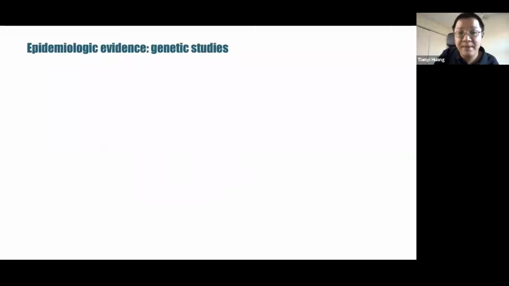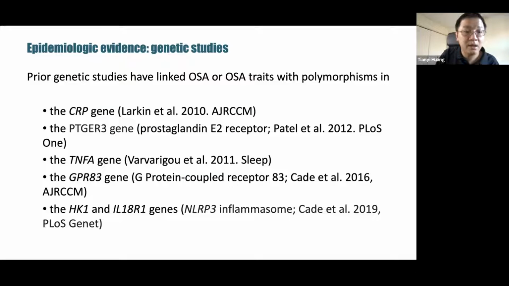So then regarding the epidemiologic evidence, I think most existing evidence comes from genetic studies. There are prior genetic studies linking sleep apnea or sleep apnea related traits to genetic polymorphisms. In some earlier studies, which were mostly candidate gene studies, they found that polymorphisms in the CRP gene, in the prostaglandin receptor gene, and also in the TNF-alpha gene are associated with sleep apnea or sleep apnea diagnosis.